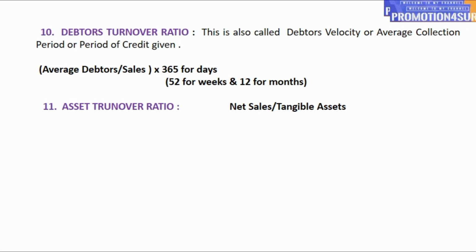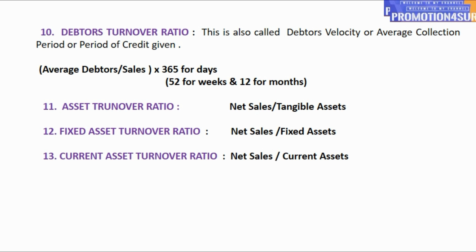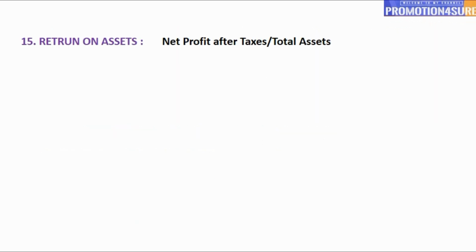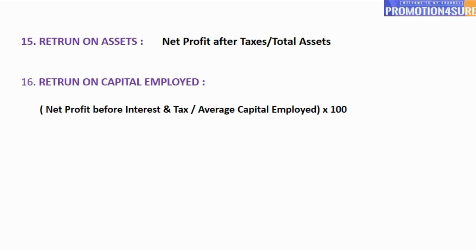Asset turnover ratio is net sales divided by tangible assets, and fixed asset turnover ratio is net sales divided by fixed assets. Current asset turnover ratio is net sales divided by current assets. Creditors turnover ratio, this is also called creditors velocity ratio, which determines the creditor payment period. So return on asset is net profit after tax divided by total asset.